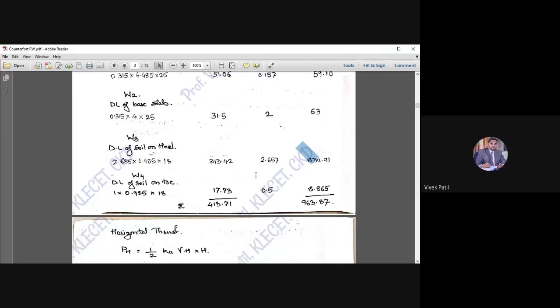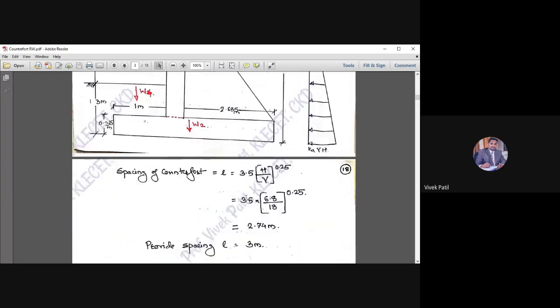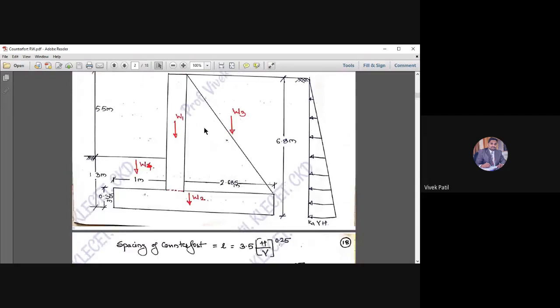Okay, so now we are going to calculate the horizontal thrust. Horizontal thrust PH is given by 1/2 base into height, where the base is Ka gamma h. In this figure you can see this horizontal force, the total thrust, we are calculating. It will be 0 at the top of the stem and maximum at the bottom, like a triangular section. The maximum value will be Ka gamma h.